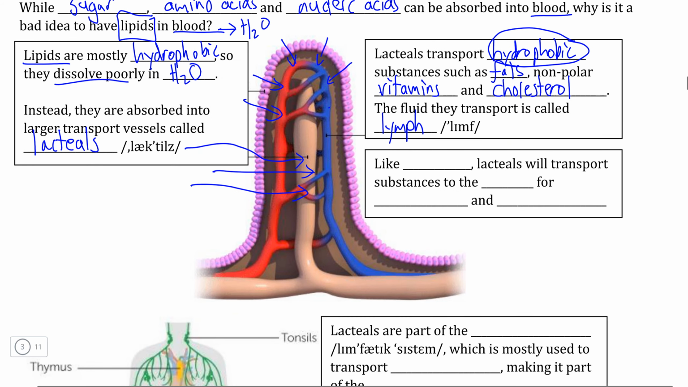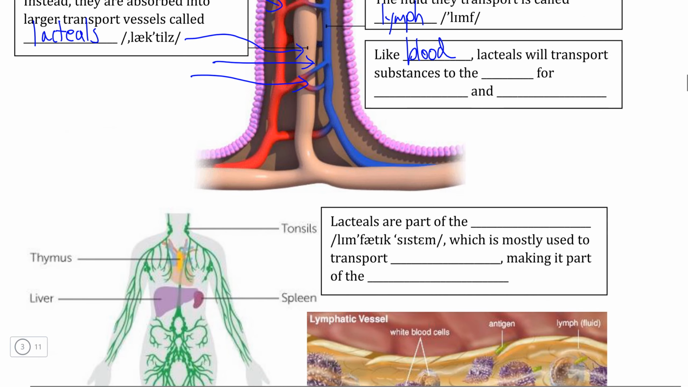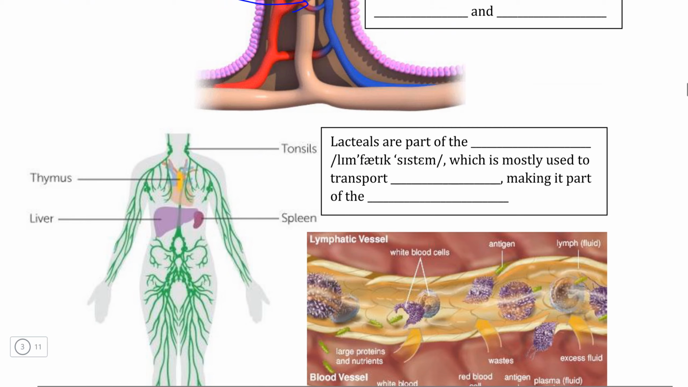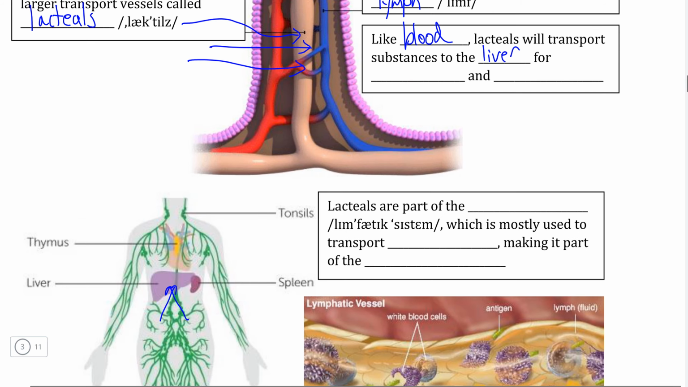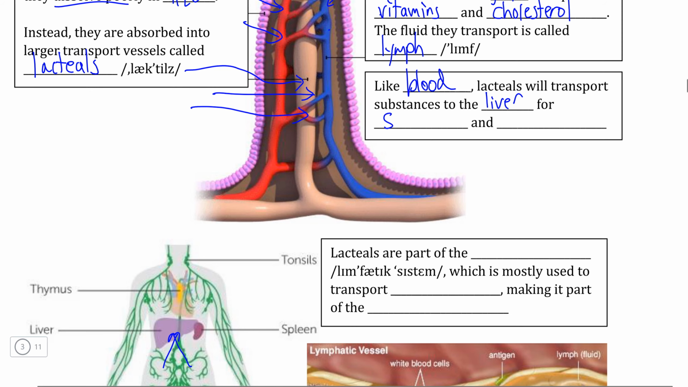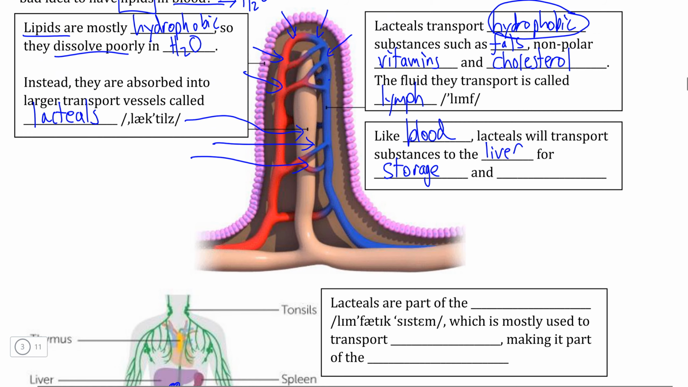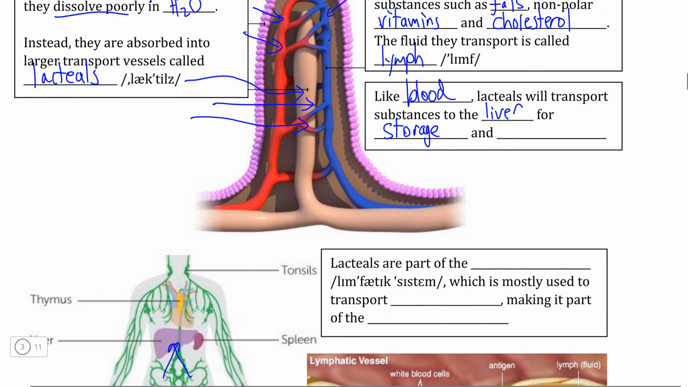Now, just like the blood vessels, or rather like all blood, the first destination of lacteals, once they leave the digestive system, is going to be the liver. So we can see, if we look at the flow of lacteals out of the small intestine, that the first major arrival location is going to be the liver. And this is where a lot of nutrients, especially fats and cholesterol, are going to be stored for future use.